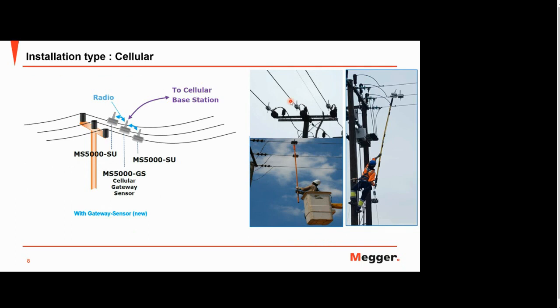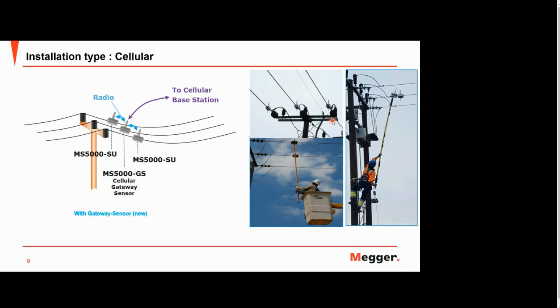When we talk about the installation type, there are various methods. Just like I mentioned, there are two slaves and one master. The slave units send the data to the master, and in the master we have a SIM card. Of course, it supports 2G, 3G, and 4G networks, and this sends the data to the cellular base station, and from there it goes to the MetroView software and the SCADA.